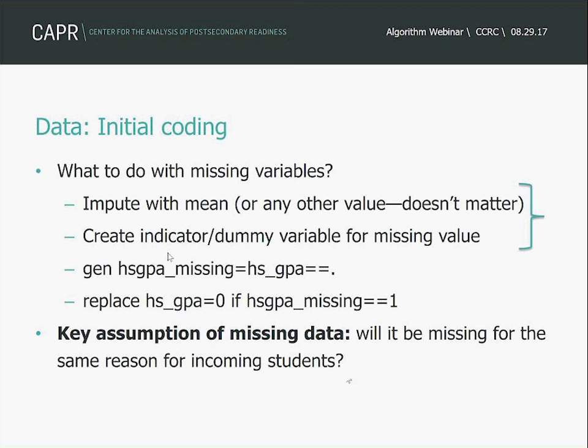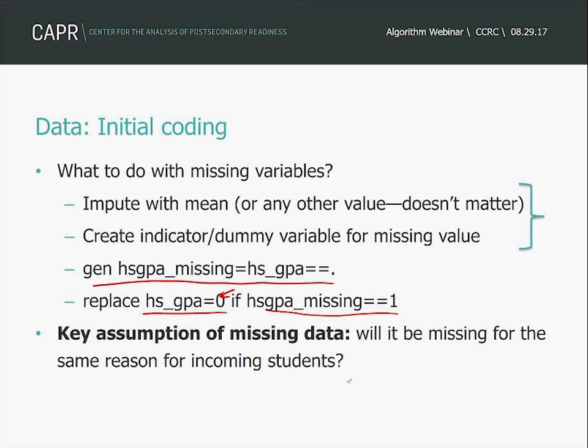So we have the high school data. We generate a missing variable here, which creates an indicator for missing high school GPA, and then this second line here, we just replace high school GPA with 0 if the missing indicator equals 1. And that's as simple as the imputation is. It turns out it doesn't matter what value you give it. We give it 0, but you could give it any value. It makes no difference whatsoever. It just rescales the coefficient on the missing variable.